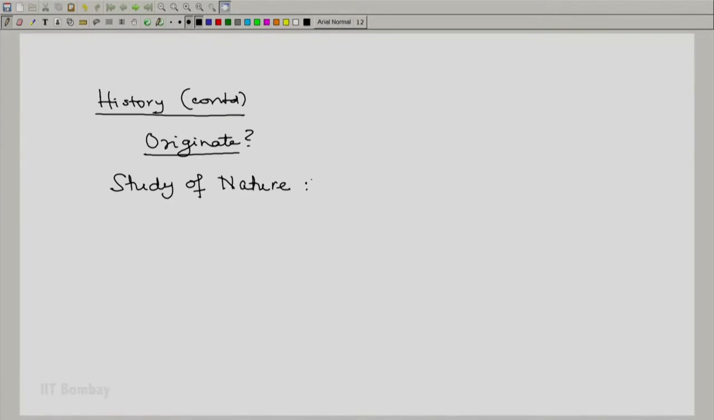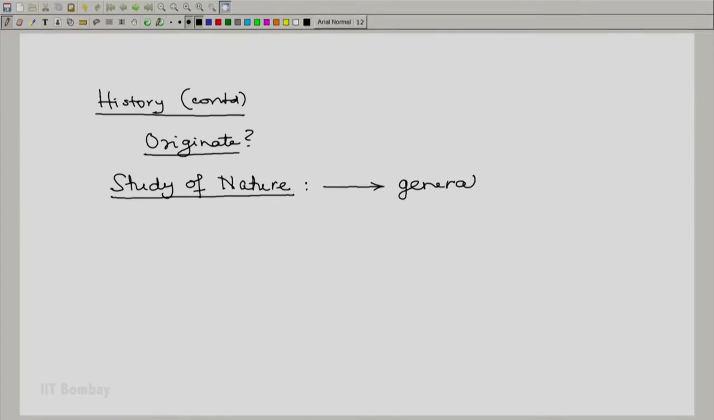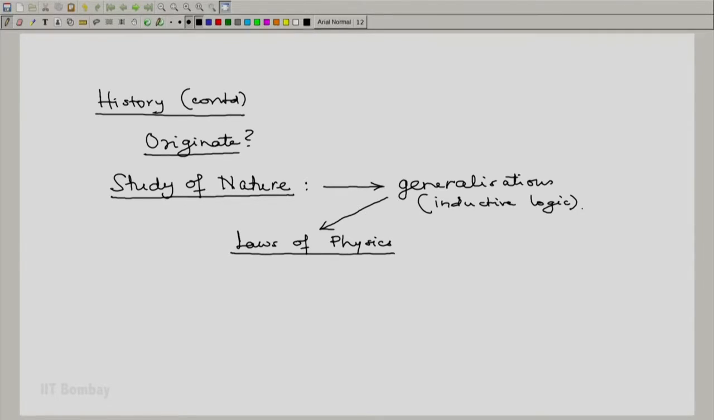See, curious humans always studied nature, and that is why parts of science were earlier known as natural science and natural philosophy. It was essentially a study of nature. And our understanding of the study of nature led to some generalizations using inductive logic. These generalizations are today known as laws of physics. Of course, we are looking at physics. Other branches of science will have their own laws, but the general scheme is essentially this.